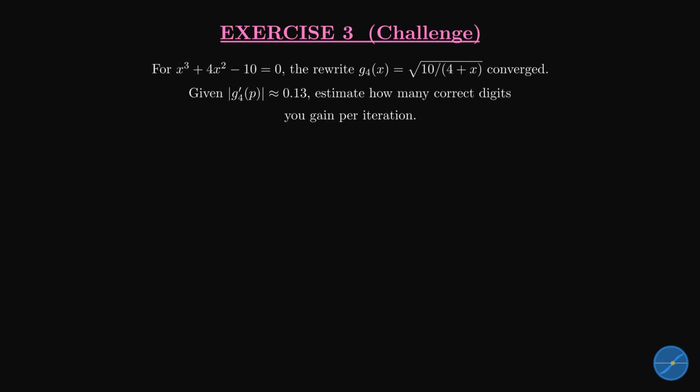Exercise 3. For our cubic, the rewrite g4 converged. Given absolute g4 prime of p is 0.13, estimate how many correct digits you gain per iteration. Here's the hint. Digits per step is about log base 10 of 1 over absolute g prime of p. Pause and work it out.